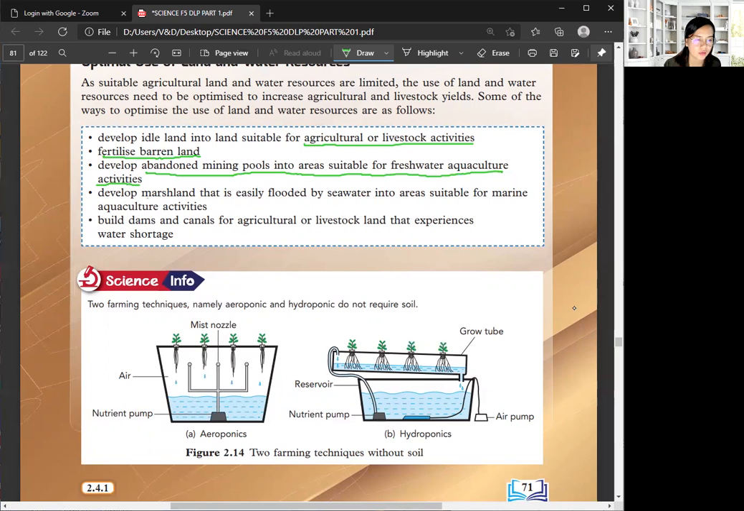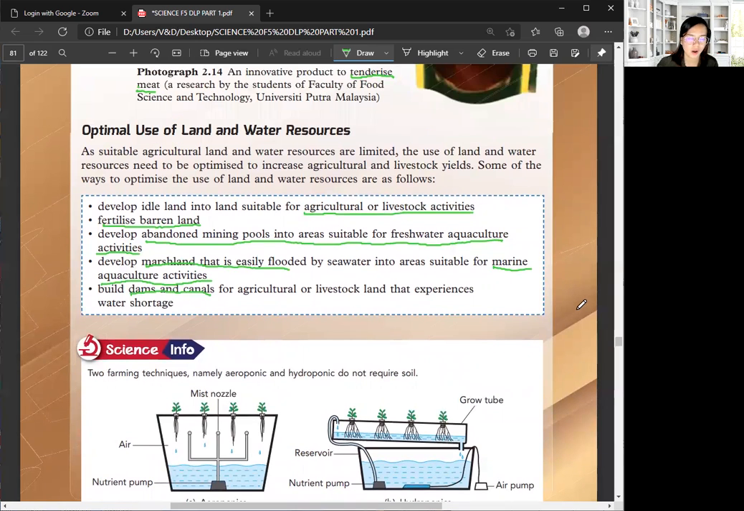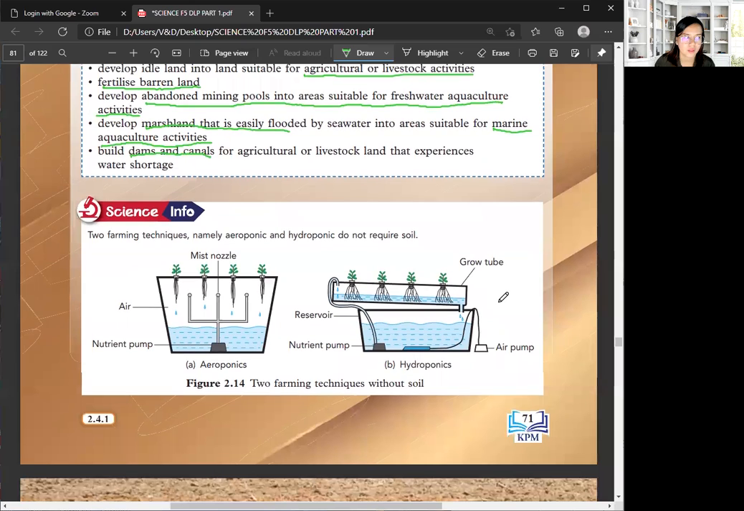Develop marshland that is easily flooded by seawater into areas suitable for marine aquaculture activities. Okay, and then also build dams and canals for agriculture or livestock land that experiences water shortage. Okay, so these are examples of how the use of land and water resources is being optimized. All right. Next one.